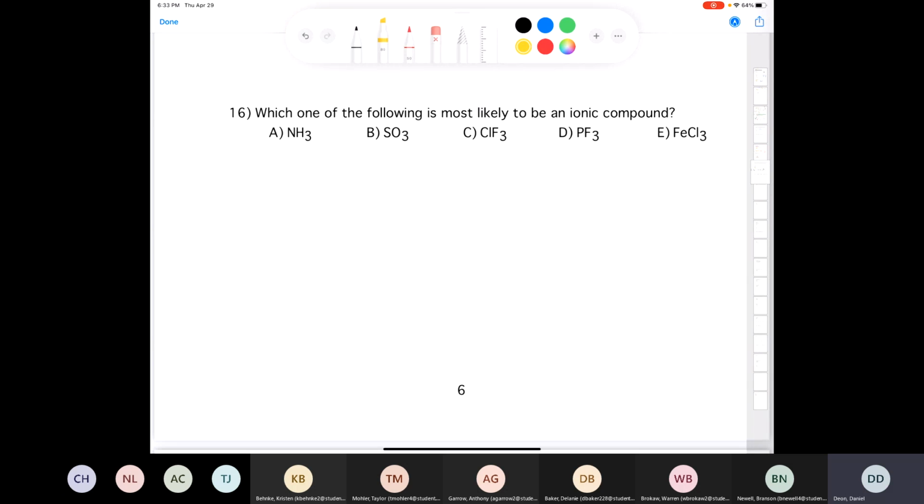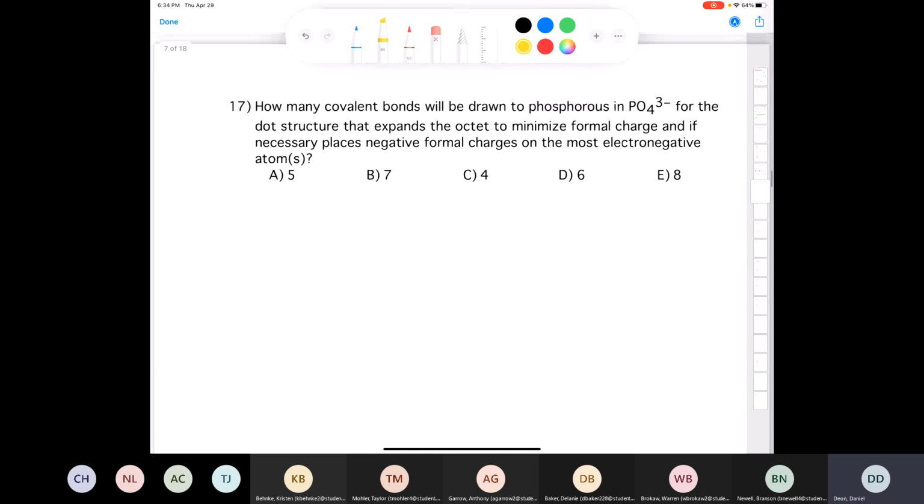Question 16. Which one of the following is most likely to be an ionic compound? Well, ionic compounds are formed between a metal and a non-metal. If you look at ammonia, nitrogen and hydrogen are both nonmetals. Sulfur and oxygen are both nonmetals. Chlorine and fluorine are both nonmetals. Phosphorus and fluorine are both nonmetals. But iron is a metal. It's a transition metal. And chlorine is a non-metal. And there you have it.